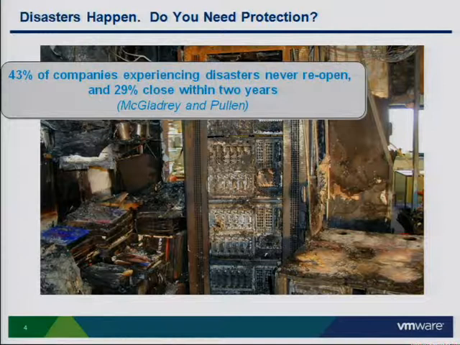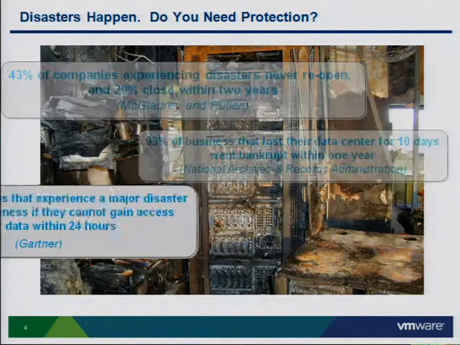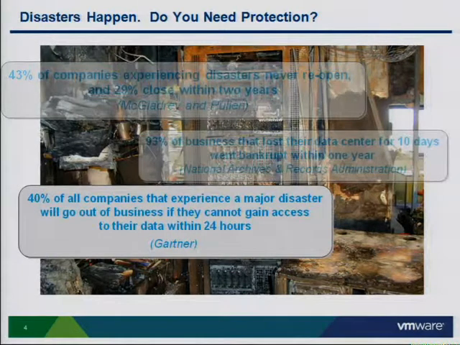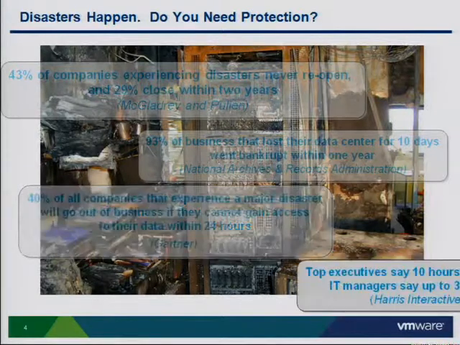There are some really interesting statistics. This is something that we always remind our customers: disaster recovery and business continuity is a very, very important thing to not just plan for and implement, but to also continually test and make sure you're prepared for disasters. Because these statistics basically say 40% of all companies experiencing a major disaster go out of business if they cannot recover their data and their apps in about 24 hours.